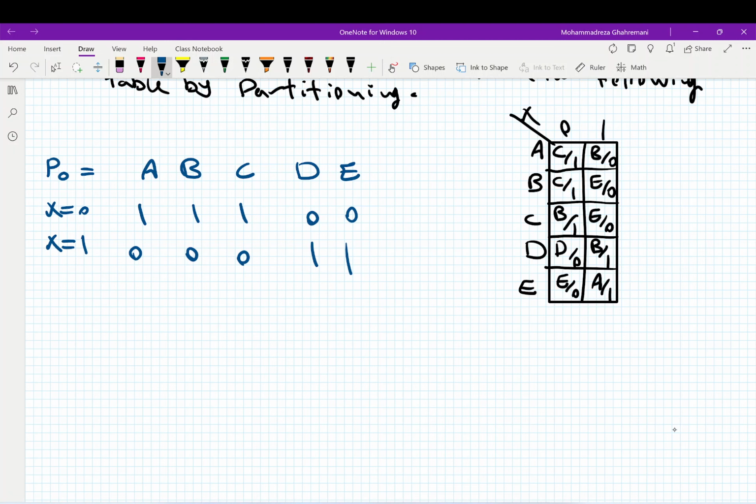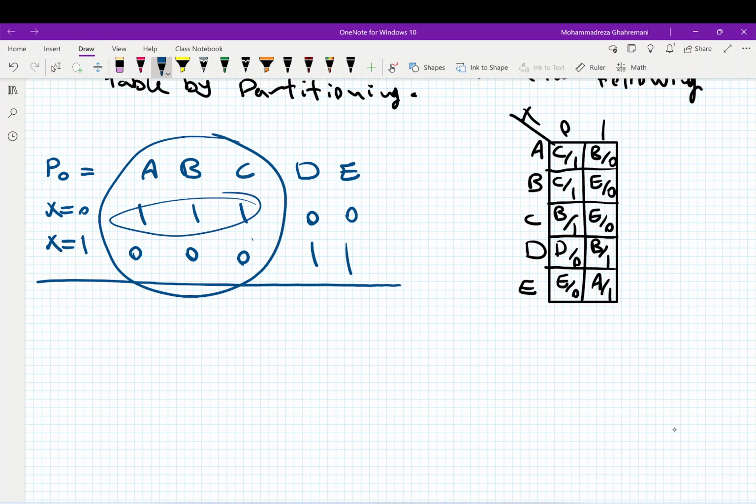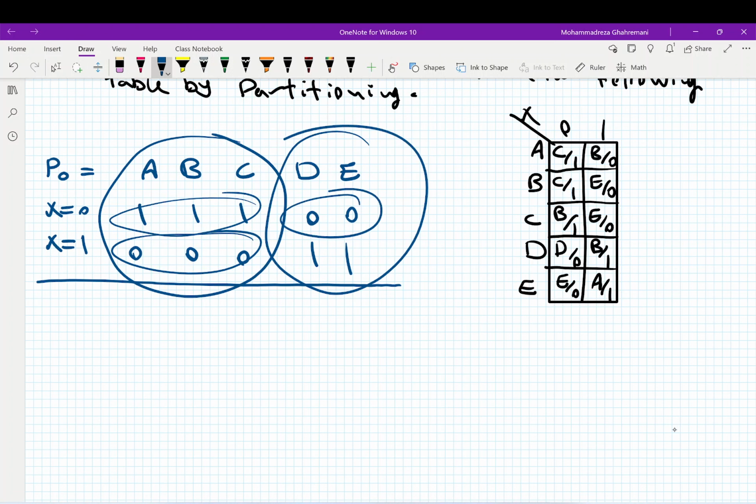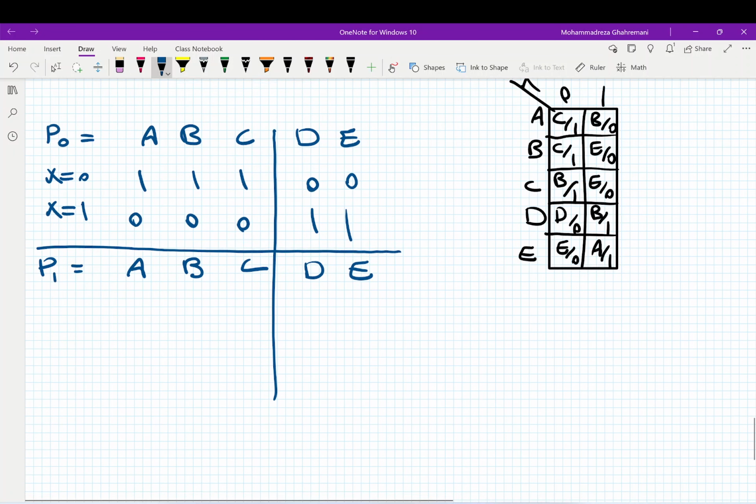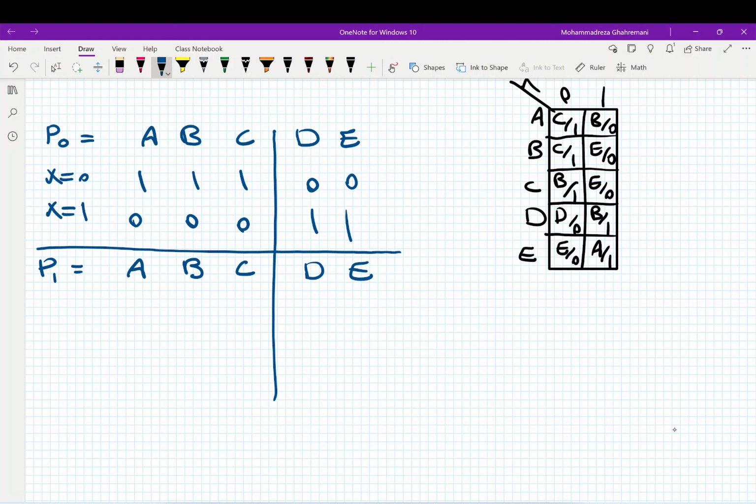Now we are going to find P1 by placing the states next to each other which generate exactly identical output for any input. Here we see that by chance, the first 3 states have exactly the same outputs, and the next 2 states also have the same output. So for P1, we can just partition from this point: P1 is equal to A, B, C in one block, D and E in the other block, because they have identical outputs.